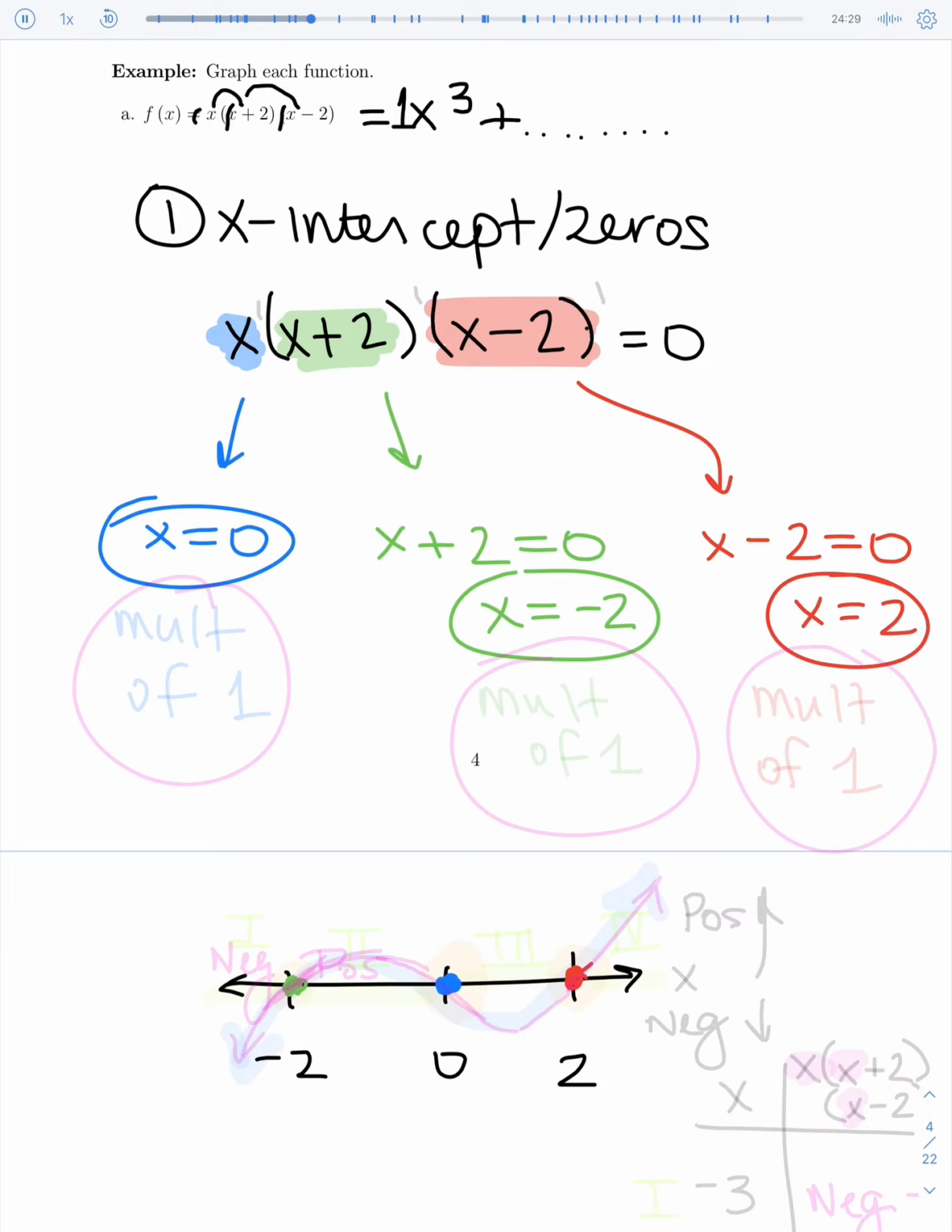Okay, continuing along, let's see what's going on here. We also know that each one of these had an exponent of 1 on them. X to the first power, this thing had a hidden 1 and a hidden 1. So what that means is all of these had a multiplicity of 1, which means that when we cut through these zeros, they'll cut through at just a line. But let's go ahead and just get used to doing this and writing it out so that we're in that habit. Okay, next thing that we care about is the end behavior.